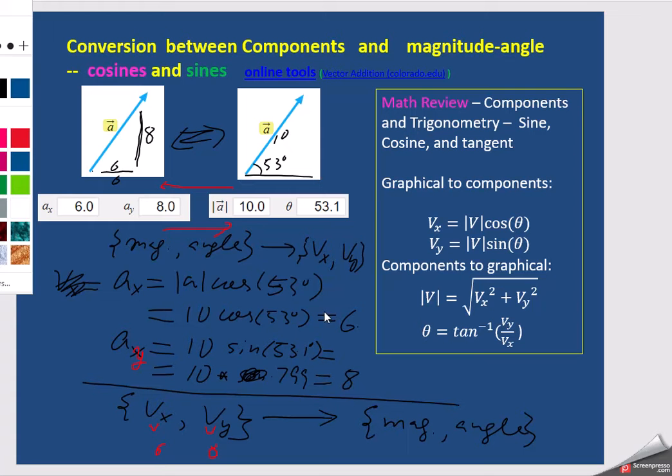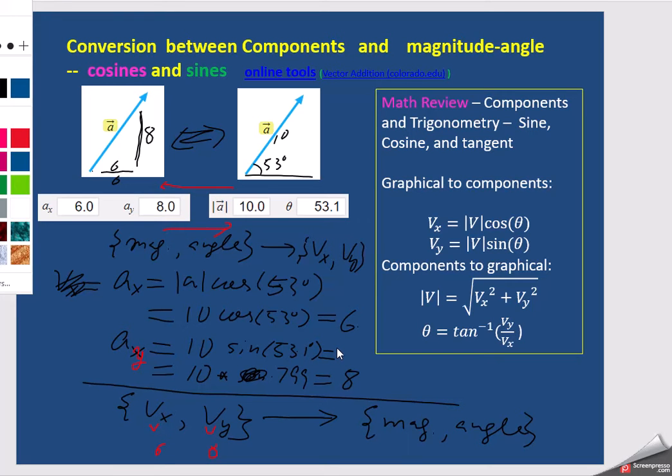And then for the Y component, use the magnitude multiplied by the sine of 53 degrees, and you get the Y component. So this is how you convert from the magnitude and angle to the components. You get the X component by multiplying the magnitude with cosine, and the Y component by multiplying with sine of the 53.1 degrees. Now, what about the other way around?